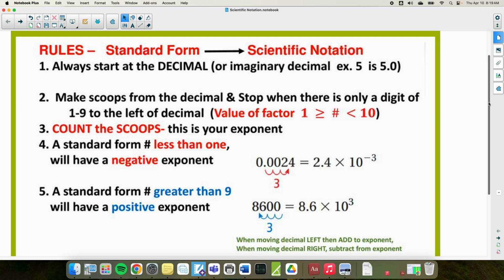So you start at the decimal and then you make scoops and stop when there's only one digit of 1 to 9 to the left of the decimal.